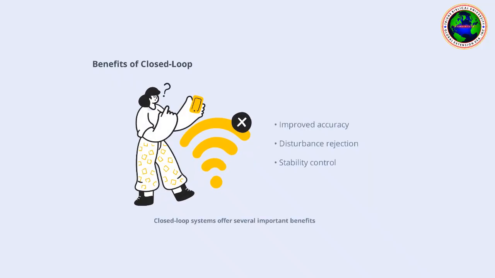Closed-loop systems offer several important benefits. They provide improved accuracy, since the system can correct its own errors. They're also better at rejecting disturbances. If something unexpected happens, the system can adapt. Finally, closed-loop systems help maintain stability, ensuring consistent performance even when conditions change. These advantages make closed-loop control essential in many modern applications.